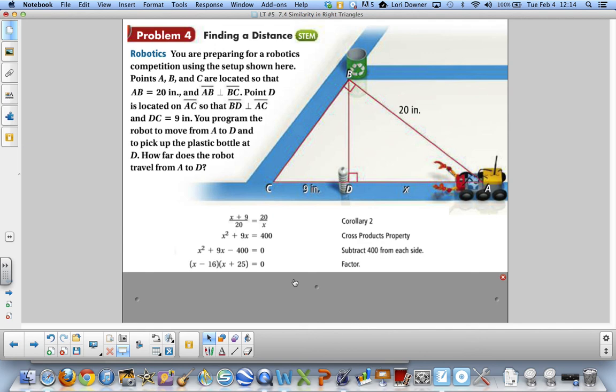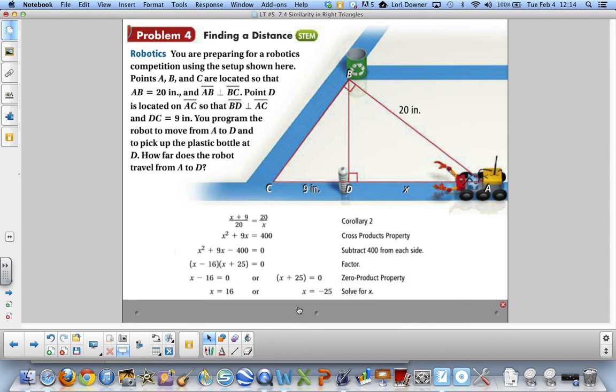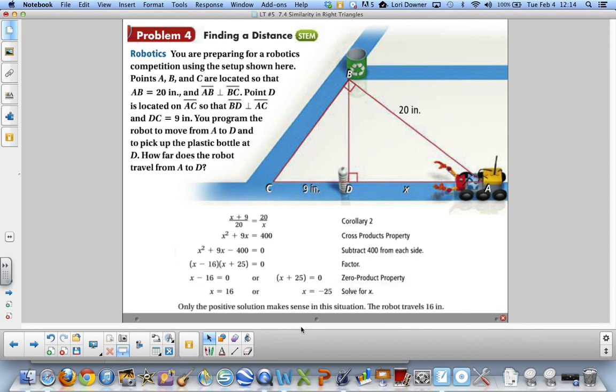If you factor, you would get x minus 16 and x plus 25. Solving would give you 16 and negative 25. Only the positive solution makes sense, so the robot travels 16 inches. If you use the quadratic formula, you should also get 16 and negative 25, and the negative doesn't work.